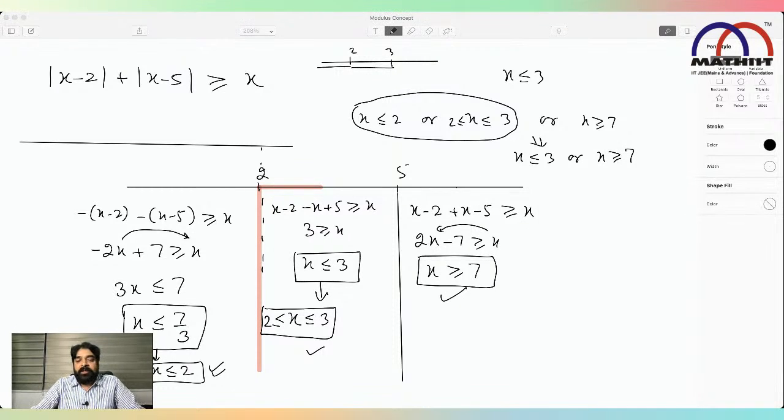I hope it's clear. Which part is not clear? If any segment is not clear, please let me know so that I can make it clear.